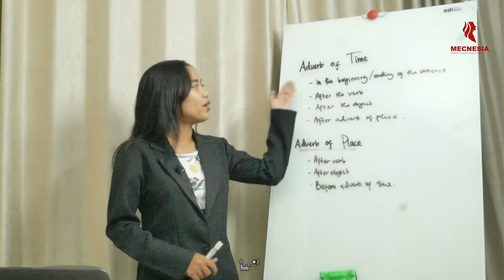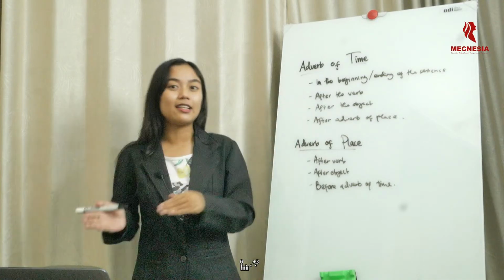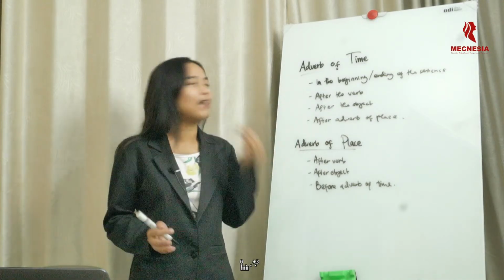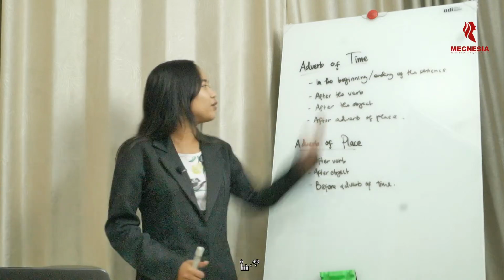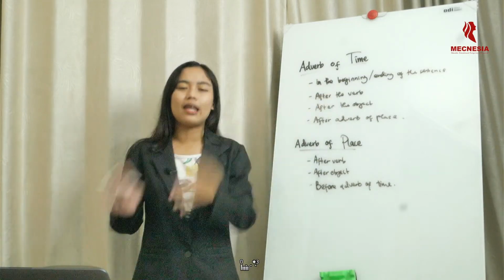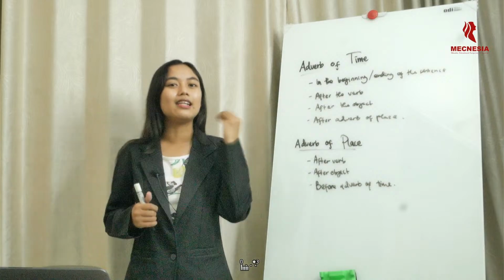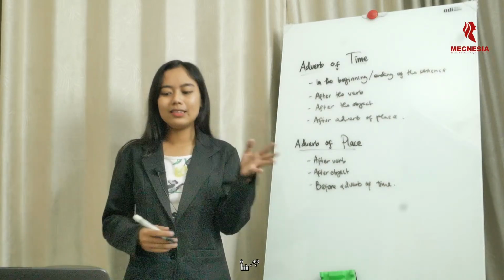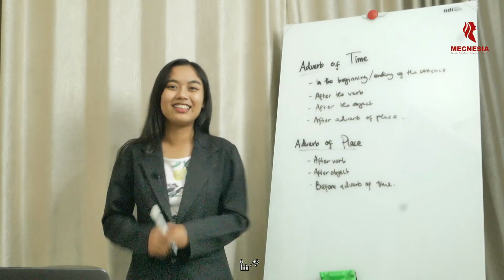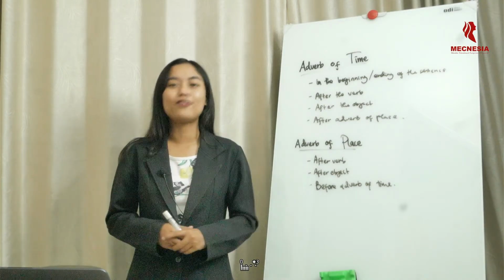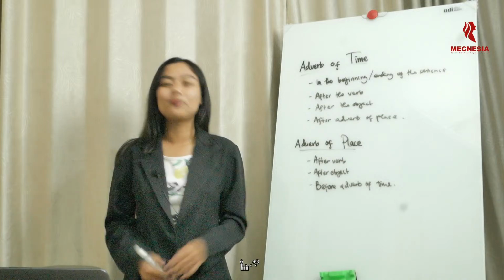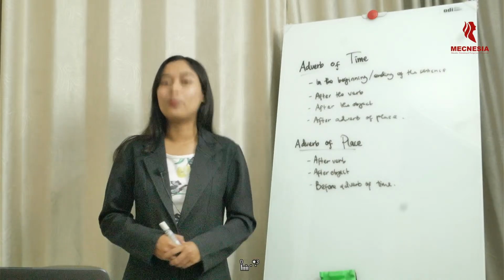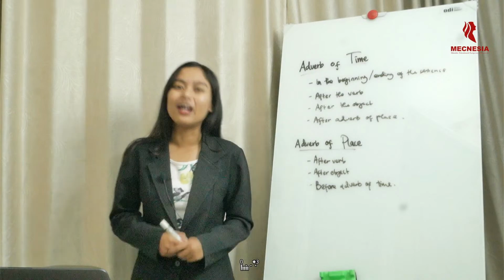Now, where do we put adverb of time in a sentence? Di mana sih adverb of time ini diletakkan dalam suatu kalimat? Well, you can put it at the beginning or the ending of the sentence. Kalian bisa letakkan di awal ataupun di akhir kalimat. For example, today I didn't have breakfast. Let's say it with me. Today I didn't have breakfast. Hari ini aku nggak sarapan.